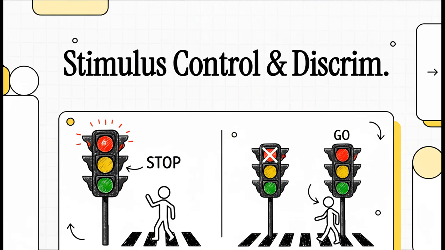Today, we are going to tackle two concepts from the BCBA task list that are basically the engine behind all effective teaching. We're talking about B12, stimulus control, and B13, stimulus discrimination. If you can get these two down, you're going to unlock a whole new level of precision in your practice. So let's just jump right in.